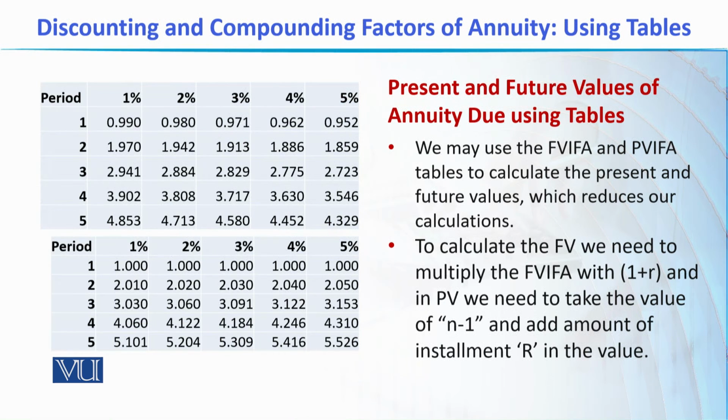Like ordinary annuity, the same tables, that is present value interest factor of an annuity and future value interest factor of an annuity, यानी यही दो टेबल्स जो कि हम ऑर्डिनरी एन्युटी के लिए यूज़ करते हैं, इन्हीं टेबल्स को यूज़ करके हम एन्युटी ड्यू की फ्यूचर वैल्यू और प्रेजेंट वैल्यू को भी डिटरमिन कर सकते हैं.